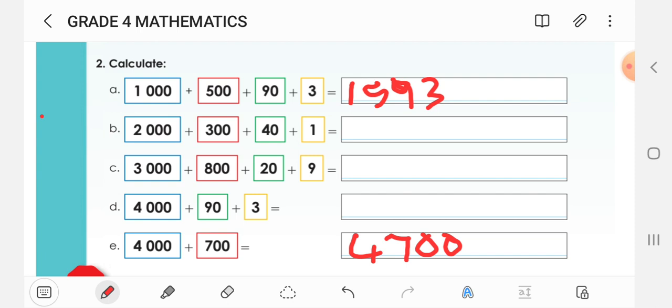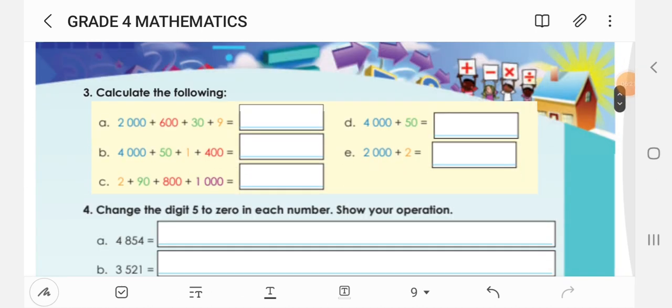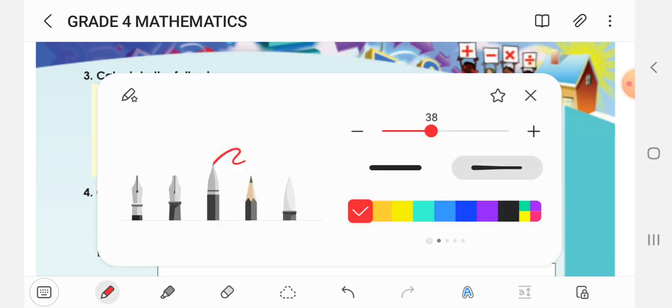I'm not going to do B, C, and D so that you can practice. We have 4,000 here. Do we have 100? No, we don't. So do we replace the 0? No, we leave it like that. But we have tens. So we will replace the 0 of the tens and the 1 for the units. So you can practice on that, guys. And let's go to the next pages. So this one will be page 29. Calculate the following.